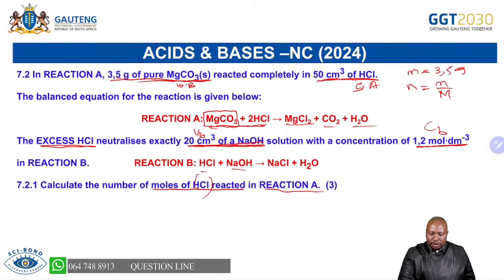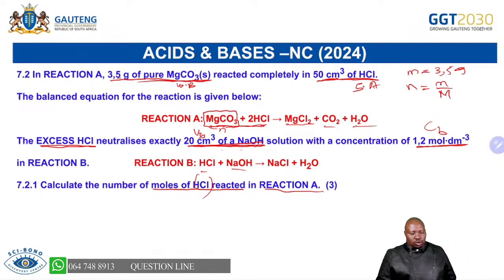So once you have done that, you have calculated the number of moles of magnesium carbonate, you will be able now to use the mole ratio to say 1:2, which means you multiply that number of moles by 2 to get the number of moles of HCl. Because you want to know how much of HCl reacted. That is what the question is saying. How much HCl reacted with the magnesium carbonate.